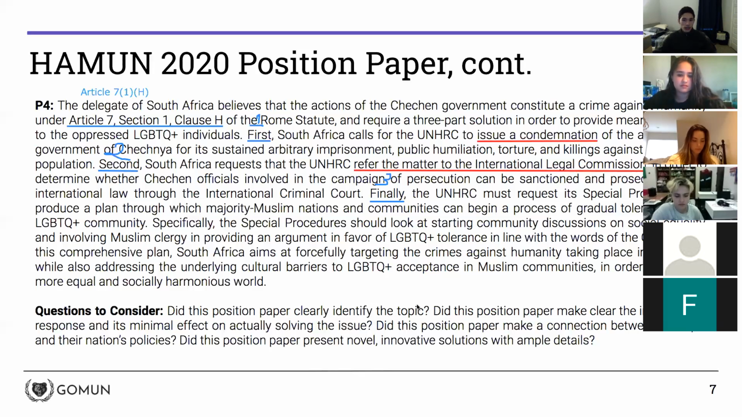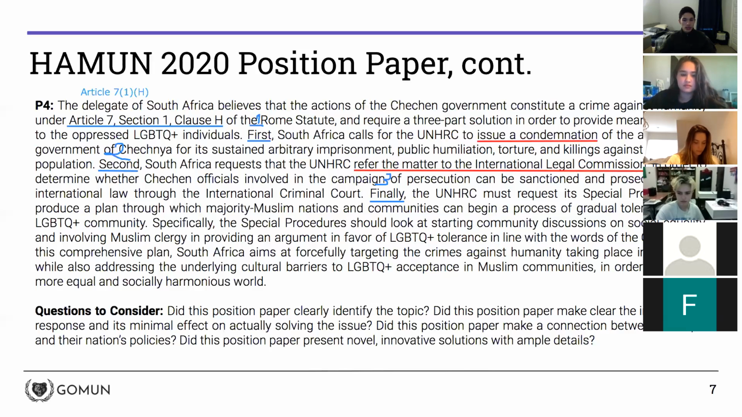This solution, at least personally to me, reading it again, isn't the 100% best, but with some refinement when you're writing the working paper, this can actually be really good, and a really innovative solution towards alleviating the problem. And then just conclude with a final sentence: with this comprehensive plan, South Africa aims at forcefully targeting the crimes against humanity taking place in Chechnya, while also addressing the underlying cultural barriers to LGBTQ plus acceptance in Muslim communities in order to create a more equal and socially harmonious world. So, let's get some people talking about this.